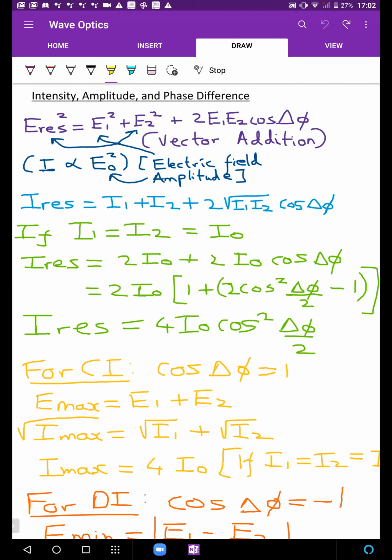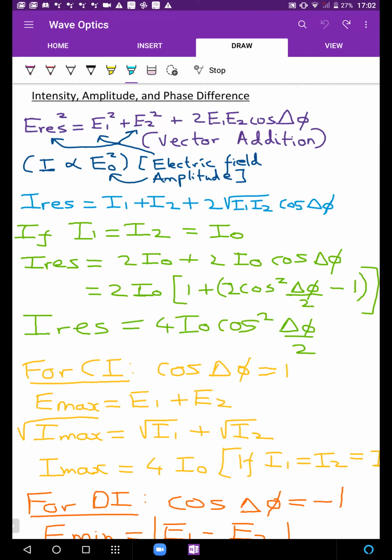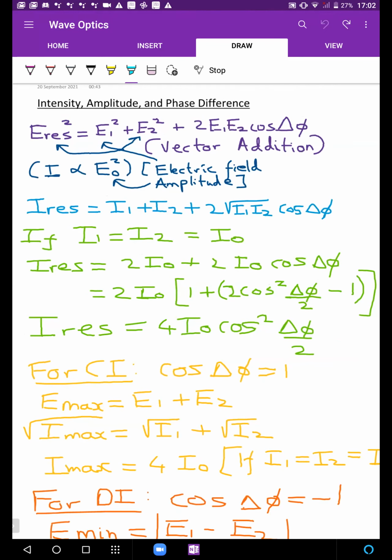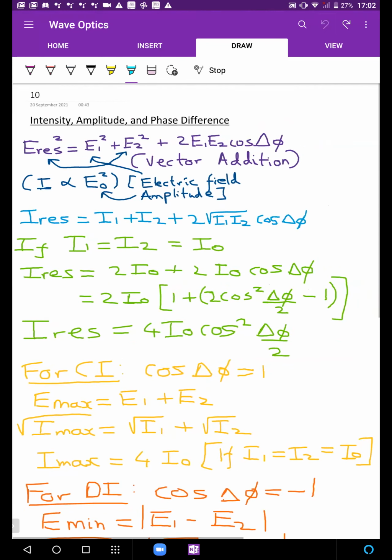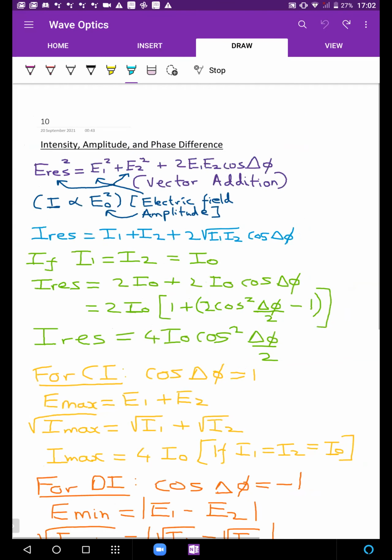Now this formula becomes a little better if I1 and I2 are equal, and if they are I0, this formula reduces to 4 I0 cos square delta by 2. So this is also pretty common. Okay, in fact, most of the time you may have waves interacting of the same intensity, especially in YDSE. And from here you can see that when these are in phase, and when I1 and I2 are the same, the max intensity you could get is 4 I0. The minimum you could get is 0.